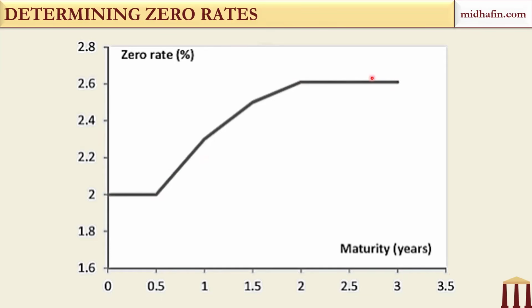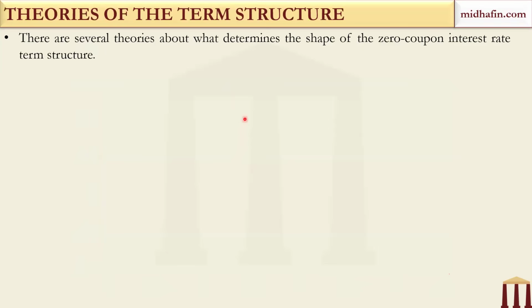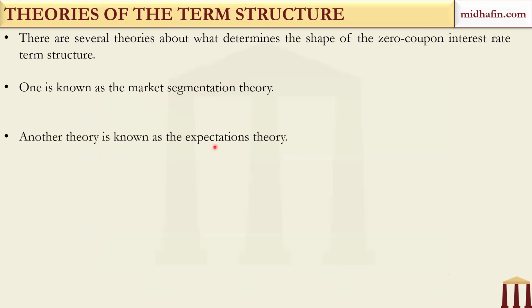That's it. Then the last slide: there are several theories about what determines the shape of the zero coupon interest rates. Please go through these in detail and revise them quickly for the exam. They are market segmentation, then expectations theory, and then liquidity preference theory. We explained everything in the video in detail, but because of lack of time, we are just telling you that these are the theories, and you need to at least have a quick overview of them.